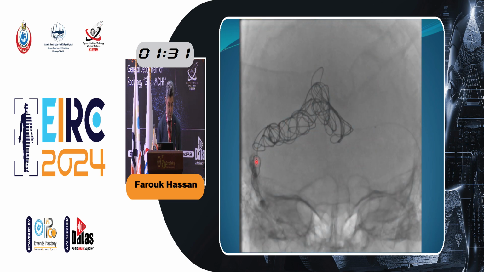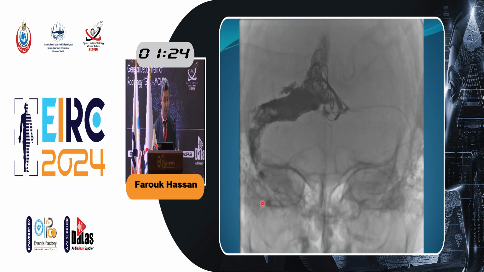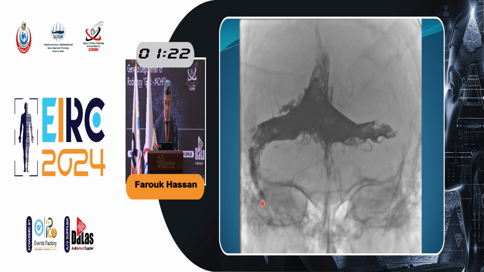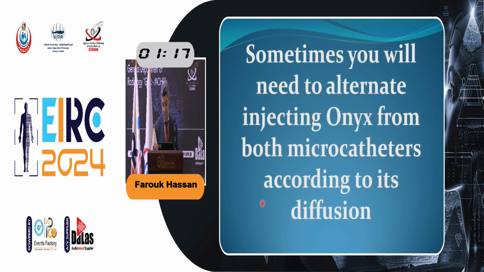So here we started to inject Onyx. It started to diffuse a little bit more distal than we want, so we stopped injection from it, and then we start to inject from the other one, and then we alternate to the first one. And this is at the end of the procedure where we occluded the whole fistulized pouches of the sinus.